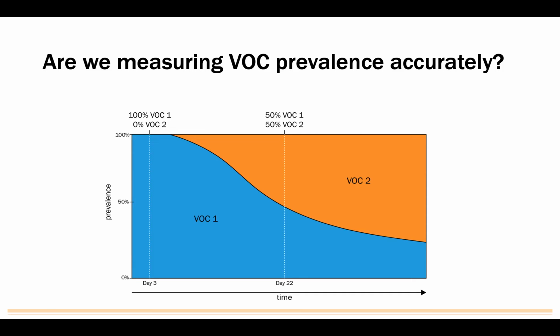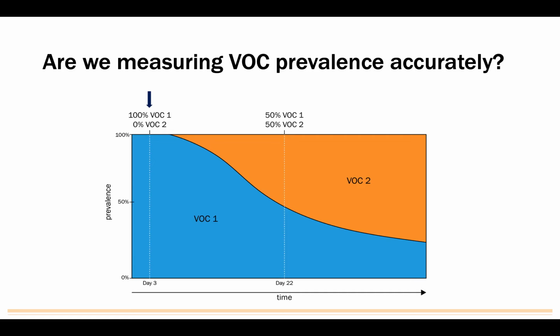And so in this example on this slide, we sequence some samples or we do a PCR on day 3, and we see that everything we look at belongs to a particular variant or has a particular mutation that we're tracking. Are we sure that that is the only one in our population? Or is it possible that perhaps we didn't sample enough in order to capture something else? So that was really one of the questions that motivated this work.